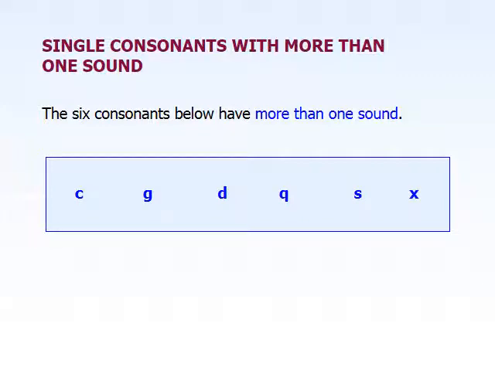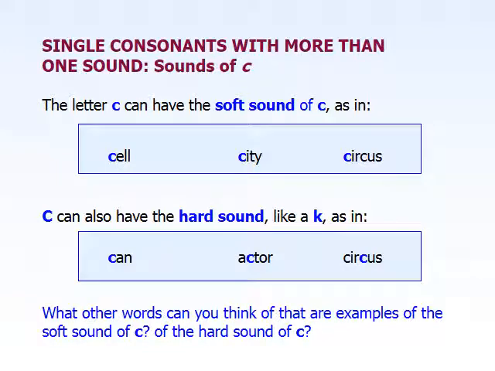So let's look at each one of these individually. We have the C, and we have 2 sounds for C. We have a soft sound, which is like an S, as in cell, city, and circus. And we have a hard sound, like a K, as in can, actor, and circus.